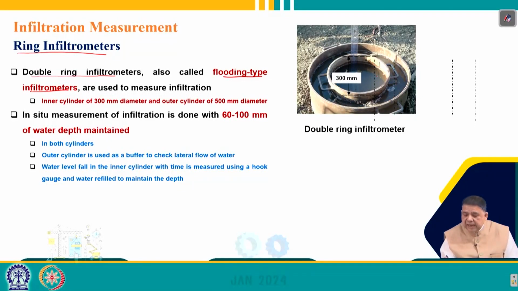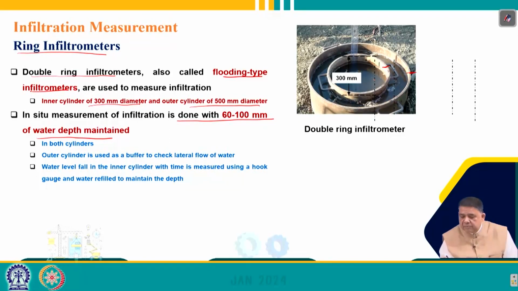So, this is the inner cylinder, this is the outer cylinder. The inner cylinder has a diameter of 300 millimeters, whereas the outer cylinder has 500 millimeters diameter. So, diameters of 300 and 500 are standard, and of course, for conducting the experiment we put them into the soil, sunk up to a certain level, and then the measurement is done. When the in situ measurement is done, we maintain a depth of 60 to 800 millimeters in both the cylinders, that is both the inner and outer.